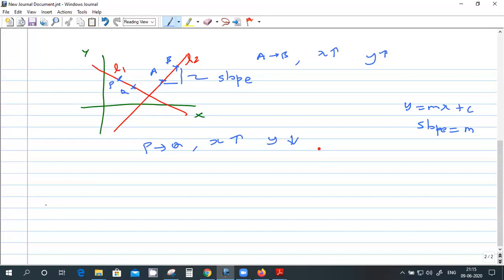Okay, so this is the difference. One line the slope is positive, the other one the slope is negative. So the positive slope line is like going upstairs. The negative slope line is going downstairs.